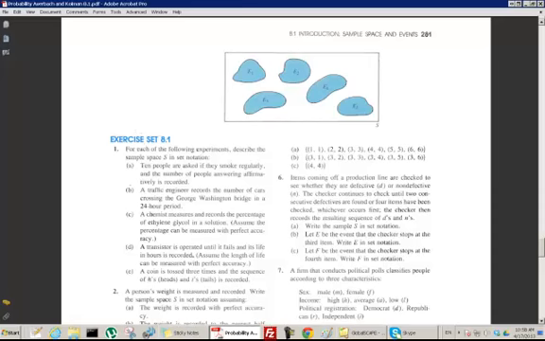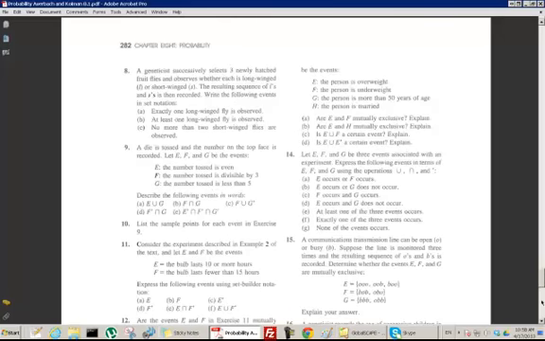Okay, that's the end of section 8.1. So you can look at these exercises if you want.